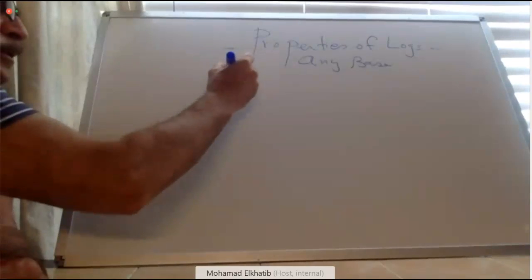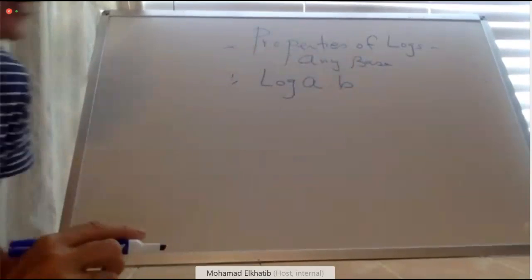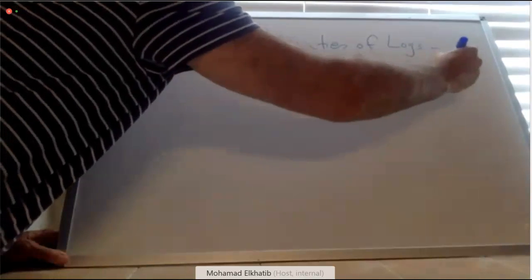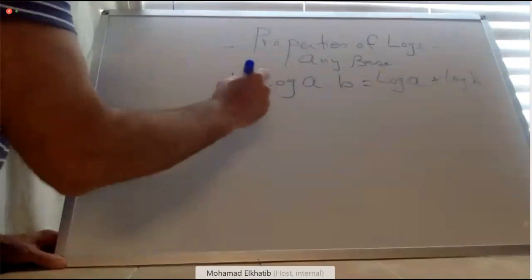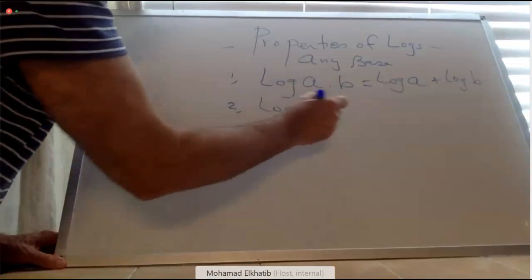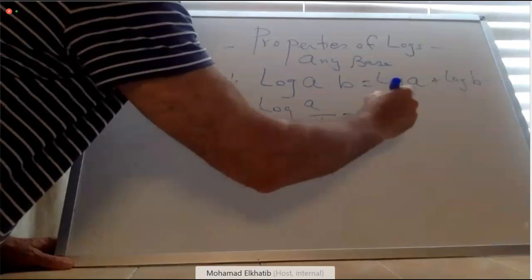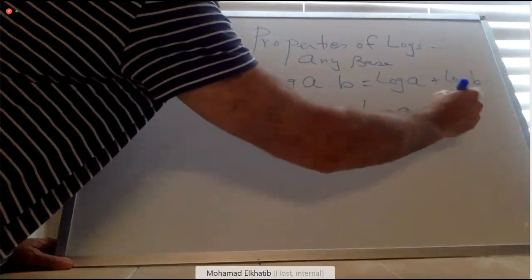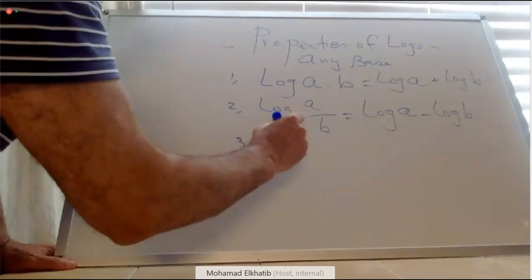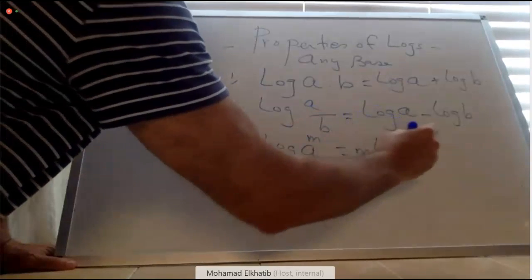What is property number one? Log of two numbers, A times B, it'll be log A plus log B. Property two, log A, and remember I didn't put the base because they work for any base. A divided by B is log A minus log B. And the last property is log A to the power M is M log A.